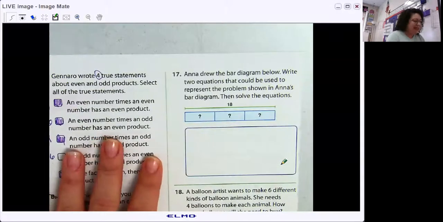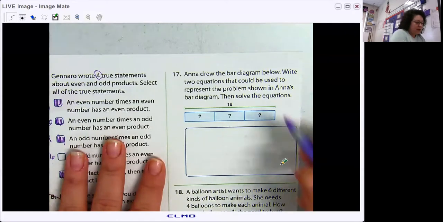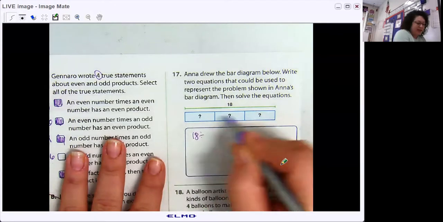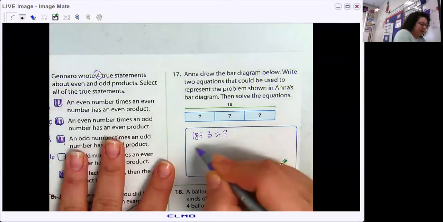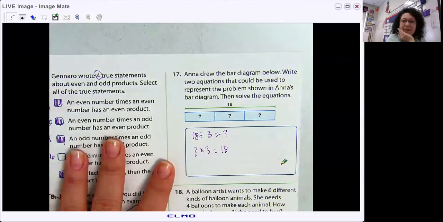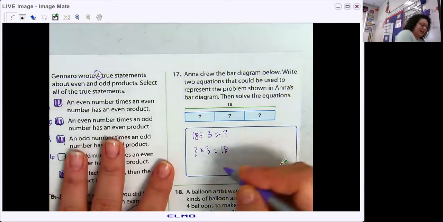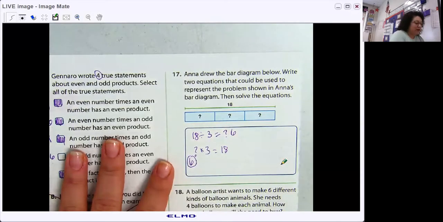Number 17, Anna drew the bar diagram below. Write 2 equations that could represent the problem shown in Anna's bar diagram. Then solve the equations. Okay, so I've got 18 and it's divided into 3, which means my question mark times 3 equals 18. What times 3 makes 18? Six. You could have drawn it out.